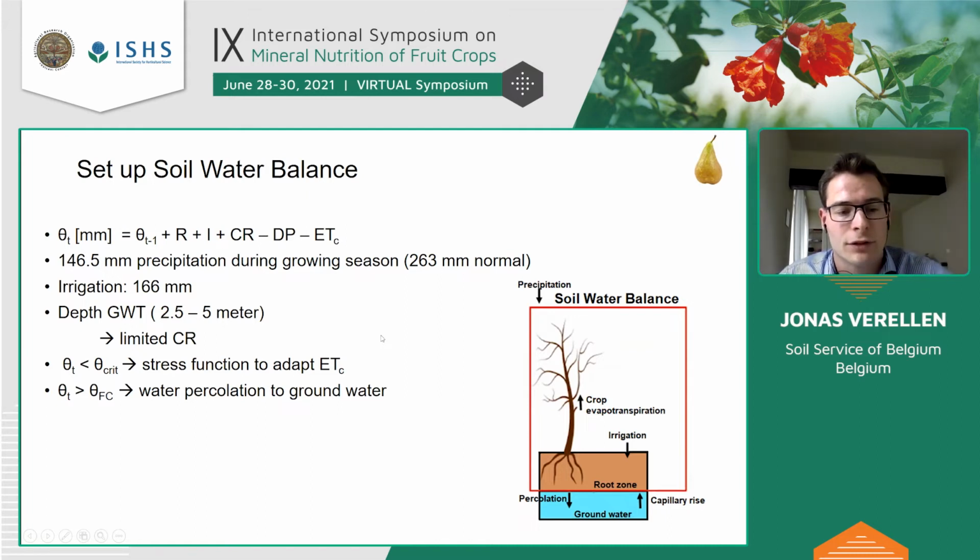When the soil moisture content dropped below the critical soil moisture content, the stress function was used to adapt evapotranspiration. And when soil moisture content rose above field capacity, water was leached from the root zone to the groundwater.